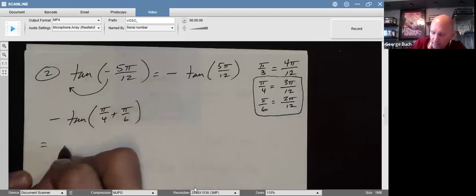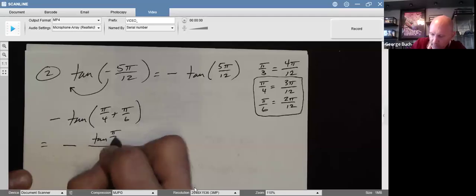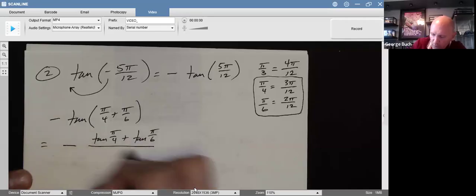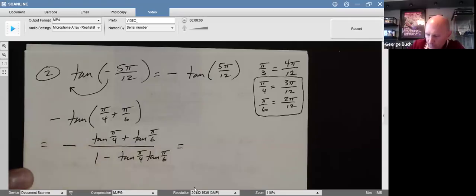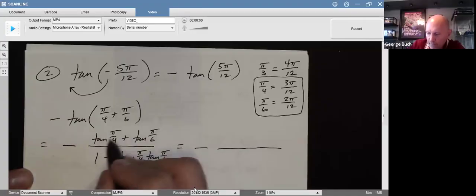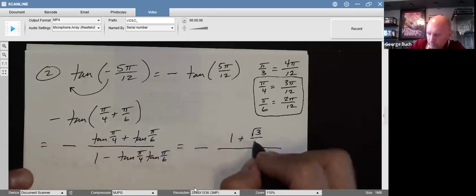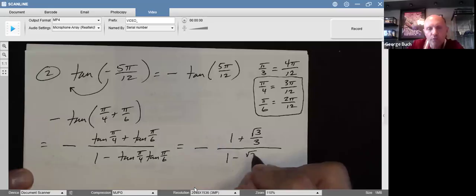But otherwise, then we get what? We get negative, and my tangent addition formula is what? Tangent of pi over 4 plus tangent of pi over 6, all divided by 1 minus tangent of pi over 4 times tangent of pi over 6. So it's a negative. Tangent of pi over 4 is what? It's just 1. Tangent of pi over 6, root 3 over 3. And then 1 minus 1 times tangent of pi over 6, root 3 over 3.